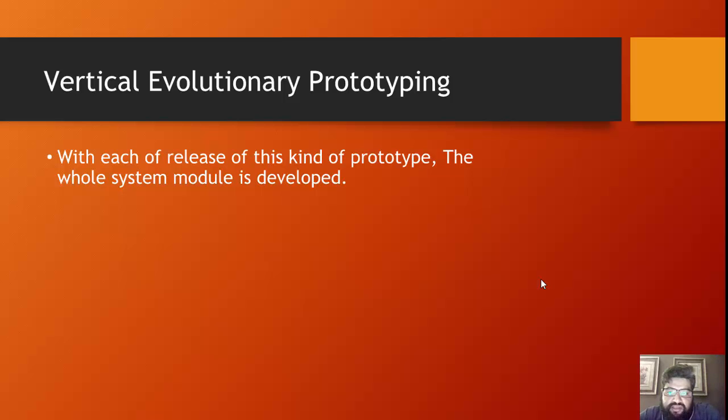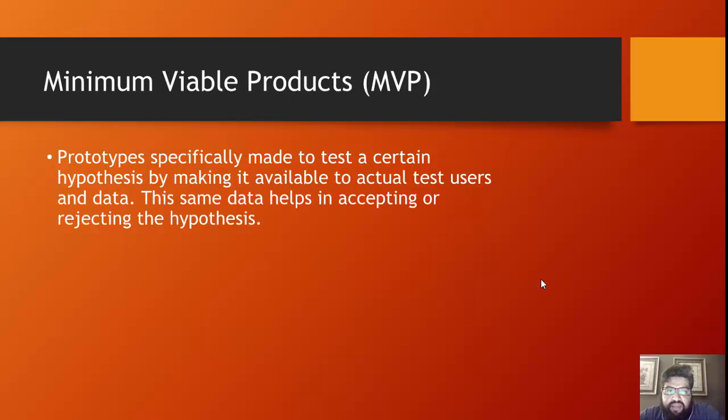The next prototyping scheme is vertical evolutionary prototyping. This one is a little bit different in that the prototype is not discarded at the end, but is actually made part of the system after refining through all the feedback from the user. Then the third type is the minimum viable product, a scheme to create a product with minimum features to satisfy early customers and then use their feedback for future development of the product.